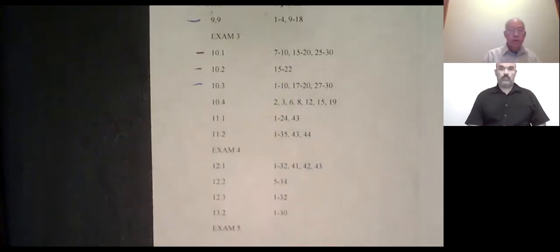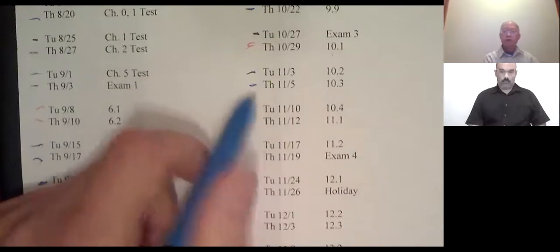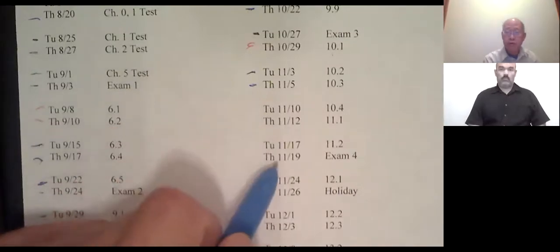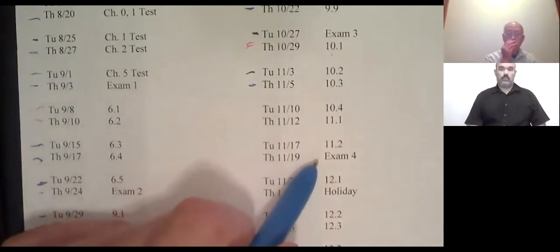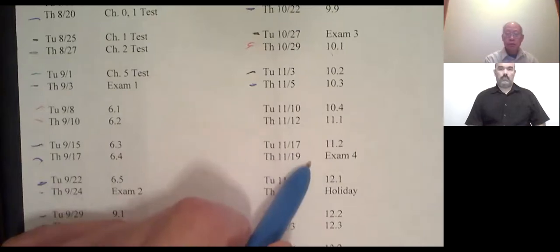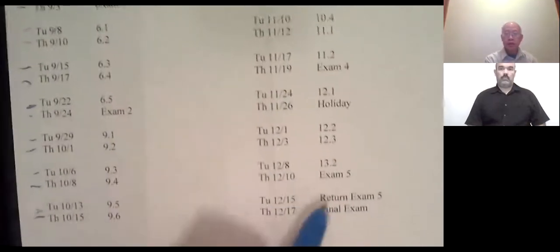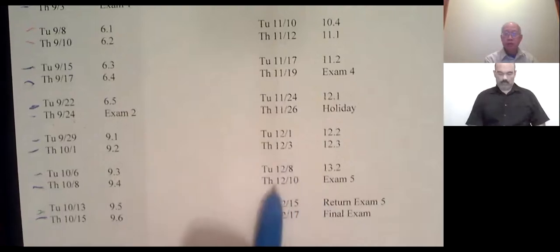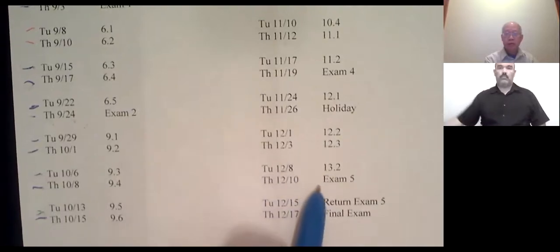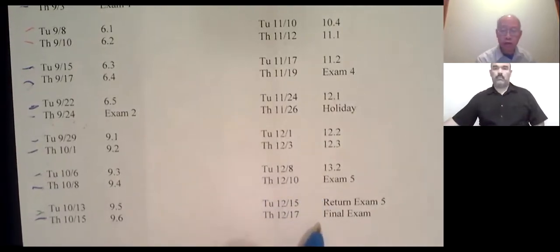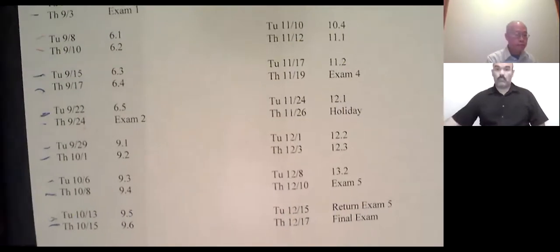So 10.3, and calendar-wise, we are right over here now. So again, one section a day. We're aiming for Thursday the 19th for the 4th exam. And if we continue one section a day, the 5th exam should be on December 10th, and then the final exam is on the 17th, and then we're done. All right. So here we go.